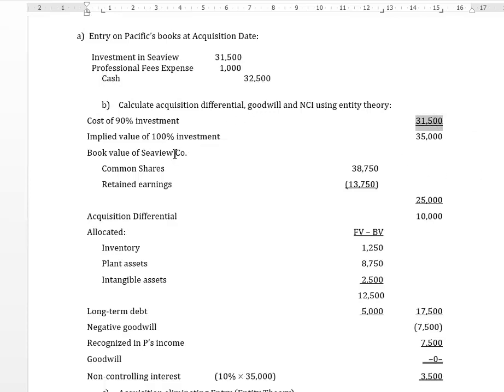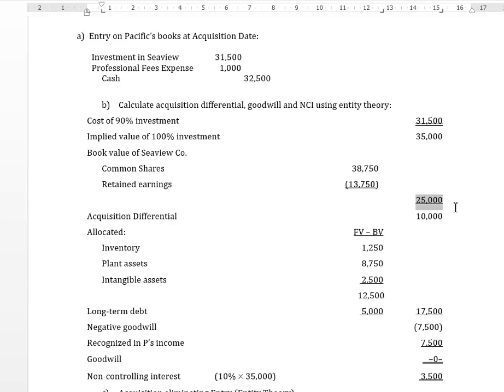So now, to get the carrying value of CView, the sub, we're going to take the common shares plus the retained earnings, which you'll remember, the retained earnings of CView was a deficit. All that means is that the retained earnings is in a debit balance. So common shares are credit plus a debit, which is why I have brackets, is going to give us the carrying value of the sub at the date of acquisition of $25,000.